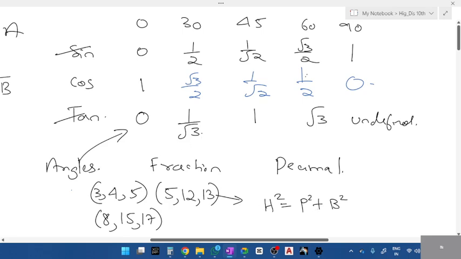So the first one is angles, the second one is fraction, the third one is decimal. They can give any decimal, like cos 0.38. Yesterday we had a question, the sixth question. We solved it like this. Okay.